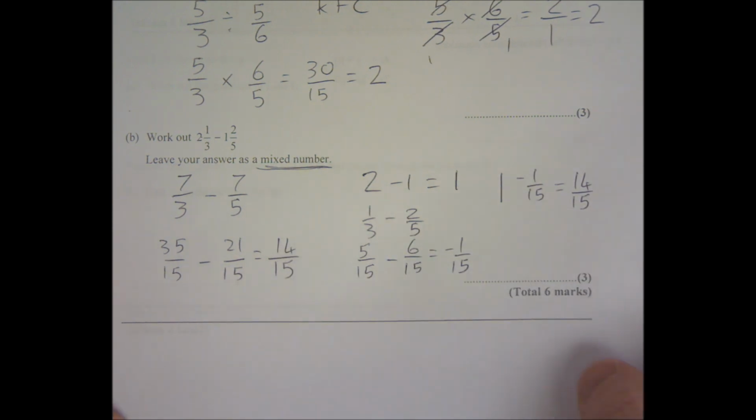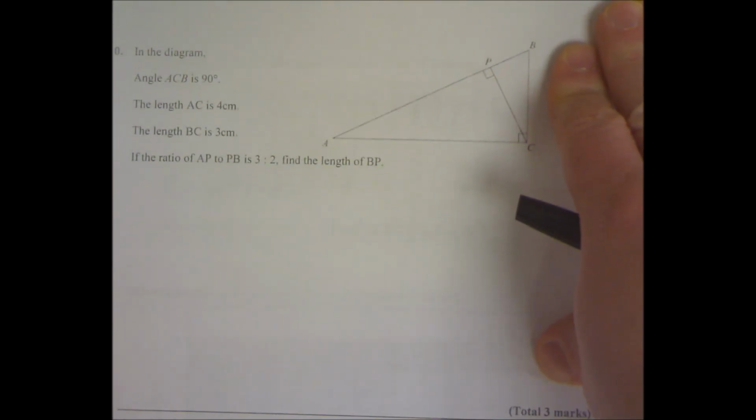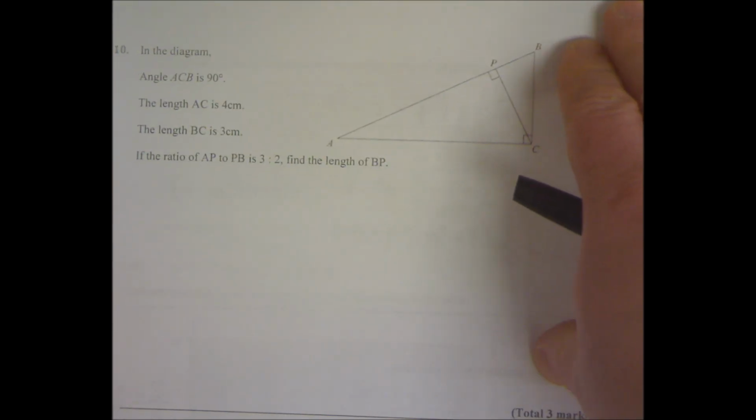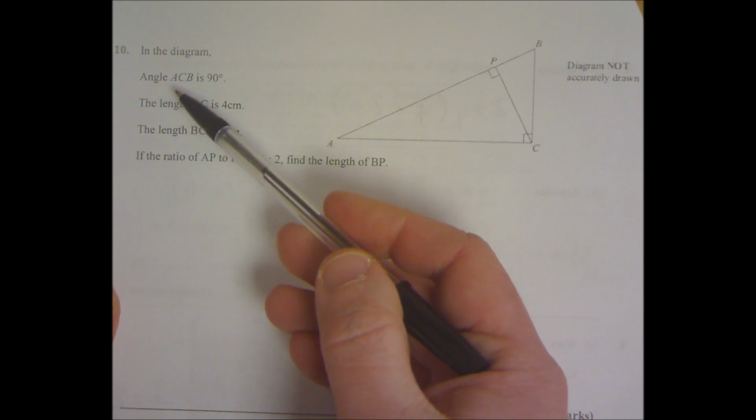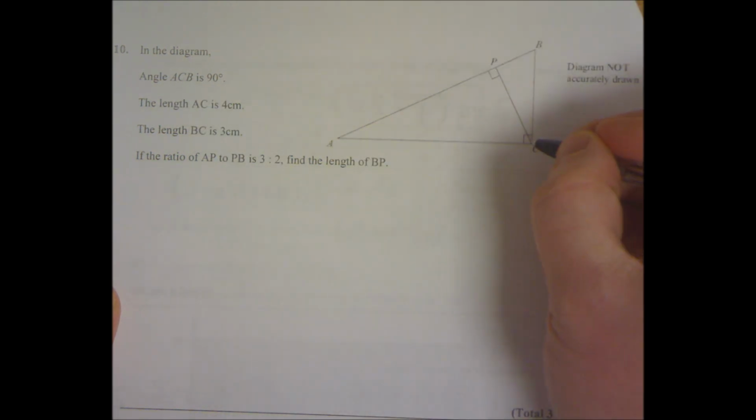Right, number 10. So in the diagram, angle ACB is 90 degrees. So ACB, that's this angle here. The length of AC is 4 centimeters.